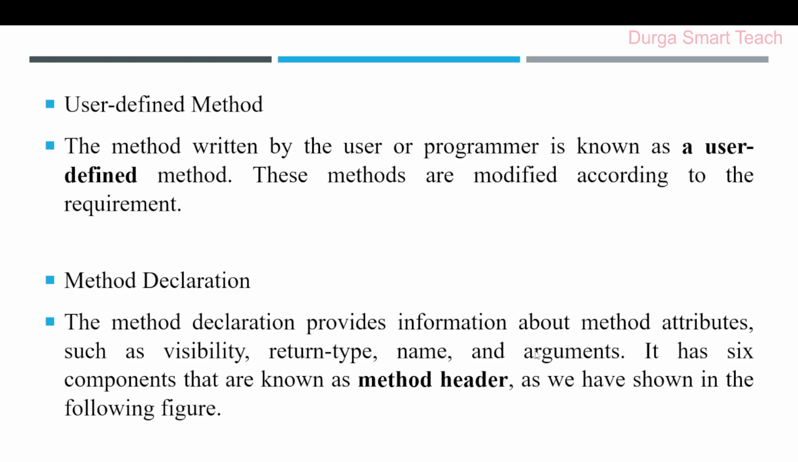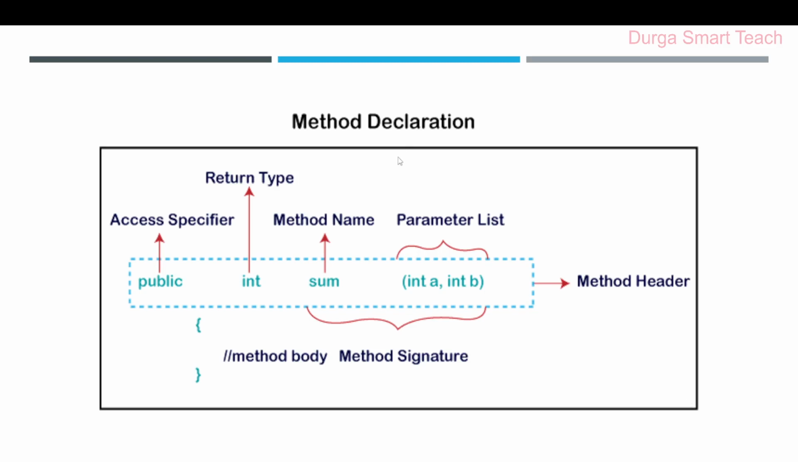So how many arguments it will accept, that is nothing but arguments. So it has six components. The method declaration contains six components. Those are the method header, as we have shown in the following figure.